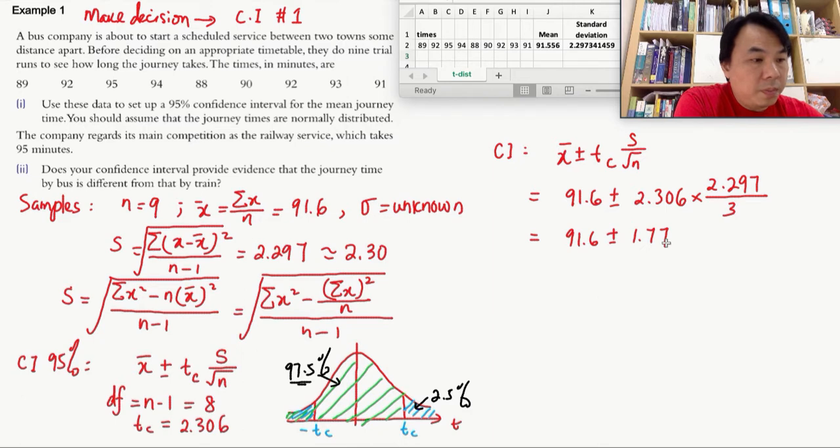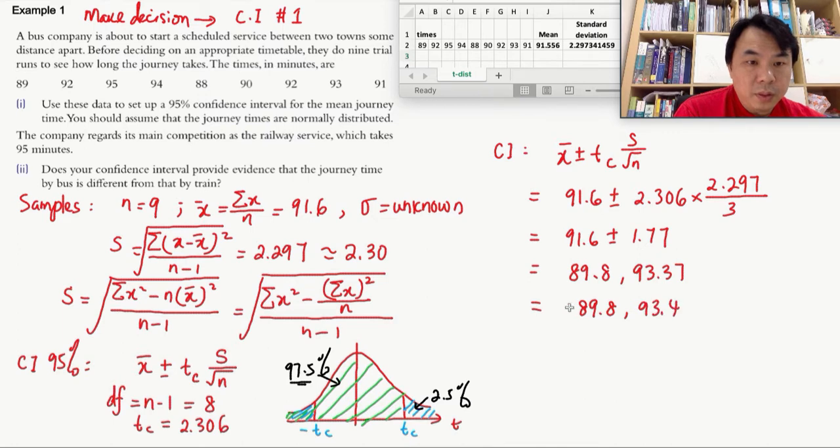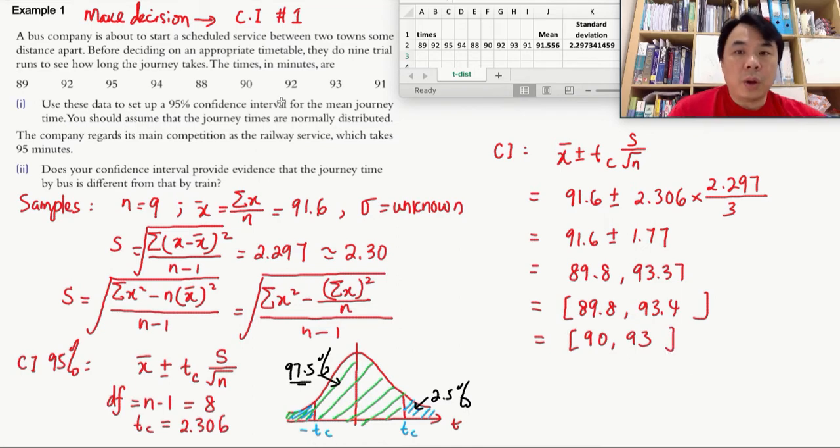Okay, so I'm going to tabulate the first one, 0.6. So that would actually give me 89.8, and then the other one will be 93.37 here, right? Or approximately 89.8 to 93.4. Or if you like, you can write it down as 90 approximately to 93, if you want to round up according to the sample data that you have collected.